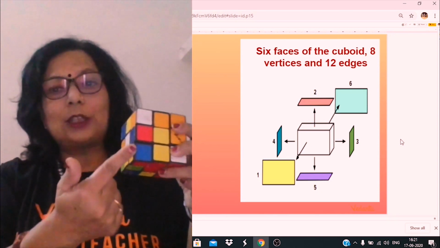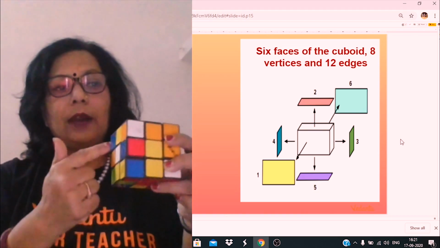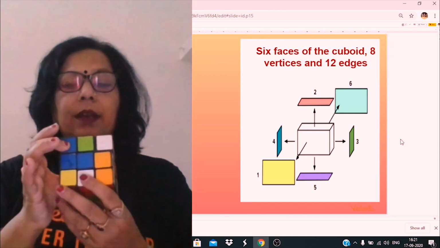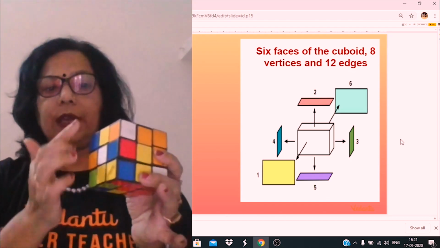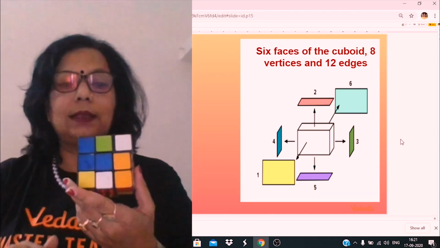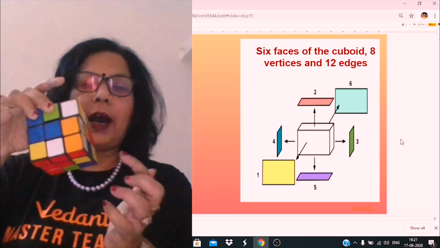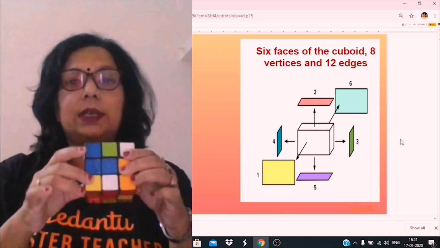Edges are those which are the joining lines. See, 1, 2, 3, and 4, 5, 6, 7, 8. Then here 1, 2, 3, 4, 5, 6, 7, 8, 9, 10, 11, and 12. These are the 12 edges. And 1, 2, 3, 4, 5, 6, 7, 8. These are the 8 vertices.